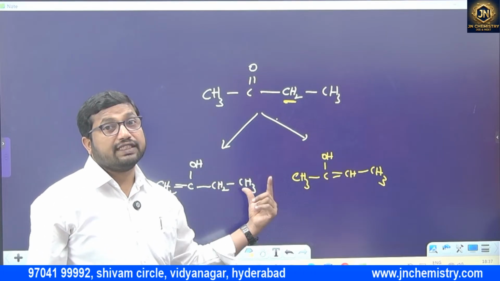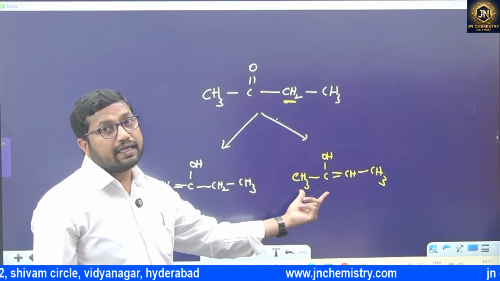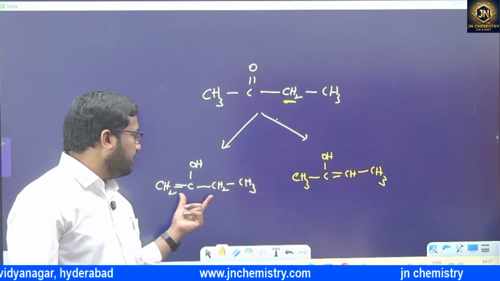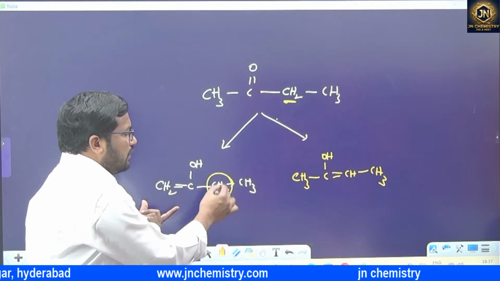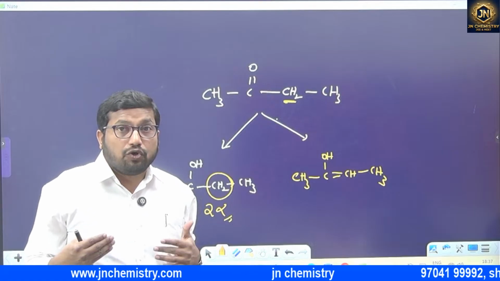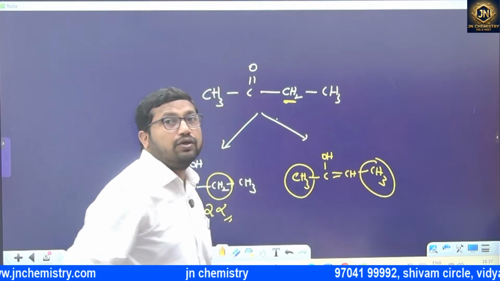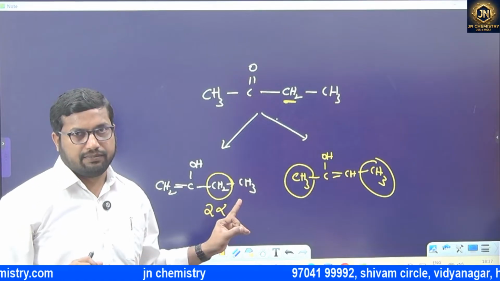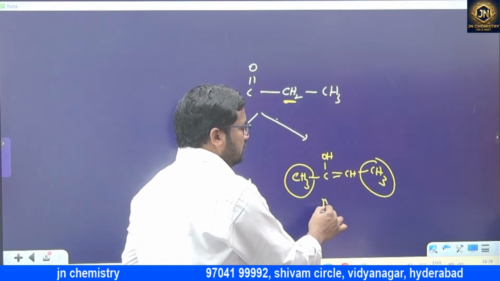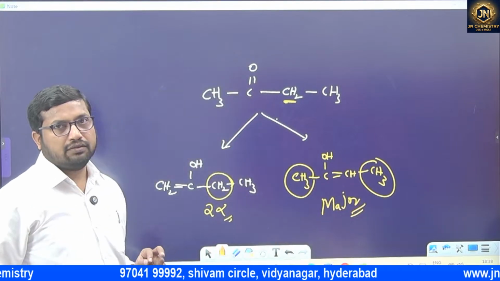Which is major? We need to see the alkene which is formed. It has 6 alpha hydrogens, whereas in the other case only 2 alpha hydrogens. We know that with more alpha hydrogens, the compound is more stable, right? Here it is 3 and 3, total 6 alpha hydrogens are possible. Got it, everyone? So this is major, and this is minor.